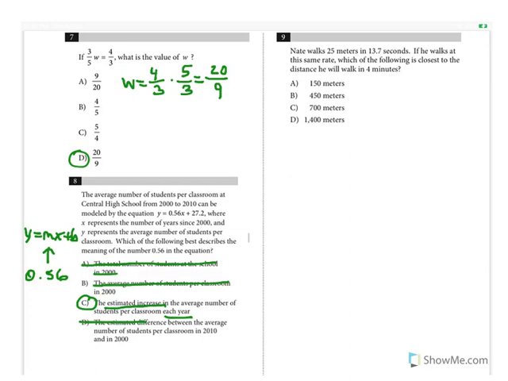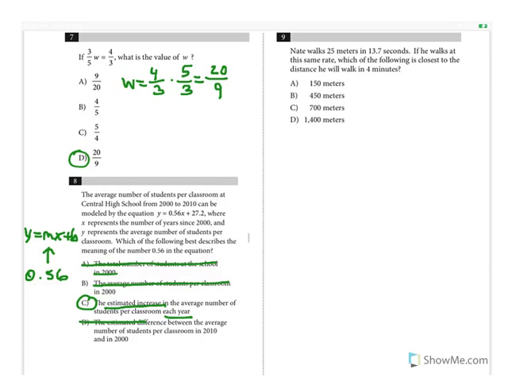Nate walks 25 meters in 13.7 seconds. If he walks at this same rate, which of the following is closest to the distance he will walk in 4 minutes? So this is a kind of general arithmetic type problem, but also we're talking about ratios.